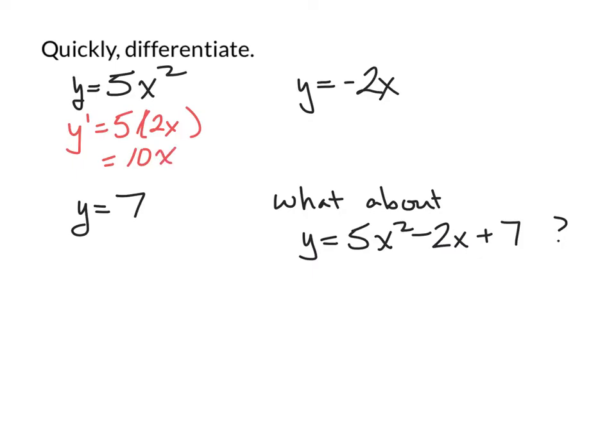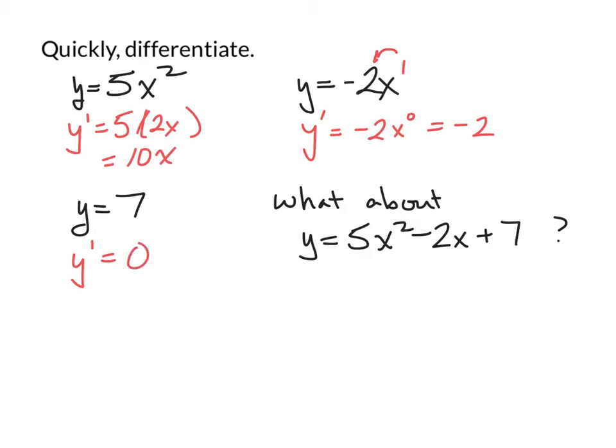And we have y equals negative 2x to find the derivative. Right now the power is 1. Basically, we bring that power down and multiply by our coefficient, and then reduce the power by 1. So that'd be negative 2. And our last one, y equals 7. Well, the derivative of a constant is 0.